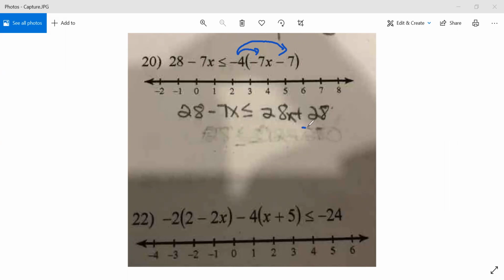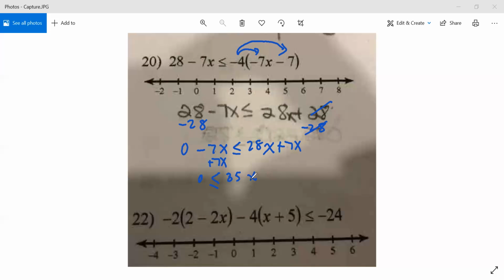So I can just subtract 28 immediately to move the numbers to the left, but 28 minus 28 will just give you 0 there, and minus 7x less than 28x. And then I'll just go ahead and add 7x to both sides here, which gives me 0 less than or equal to 35x. Now, you have to be careful with inequality.